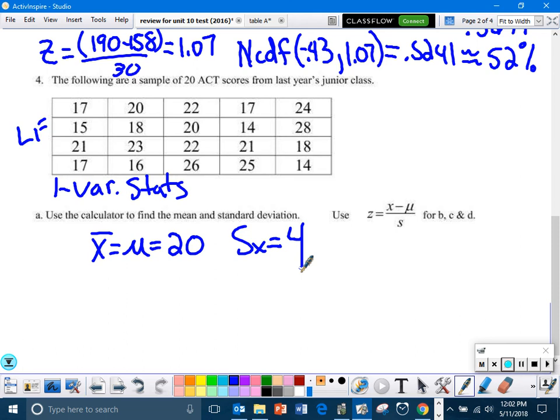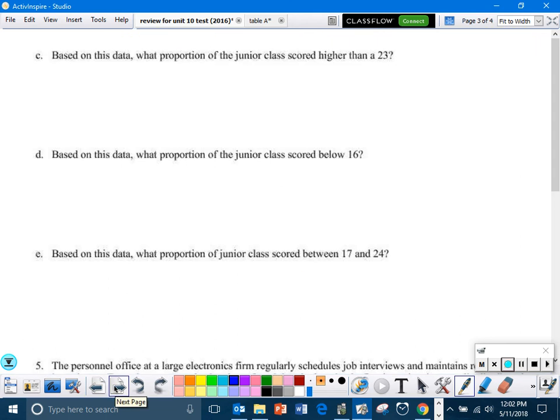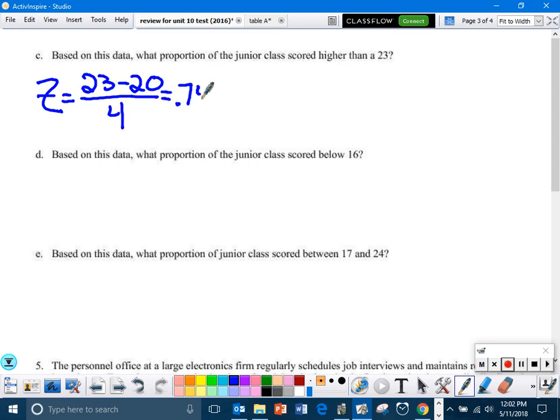All right, next page. Based on this data, what proportion of the junior class scored higher than a 23? All right, so Z equals 23 minus the average, which was 20, and we're going to divide that by 4. So the Z score is 0.75. Draw your picture. Now, it says scores higher, so that means we're shading to the right.